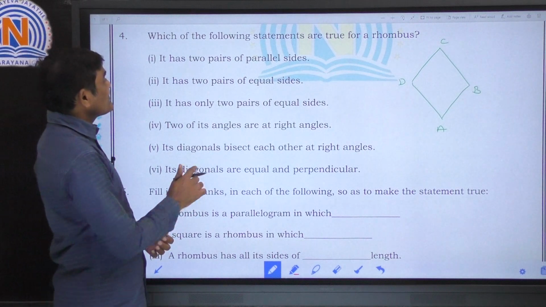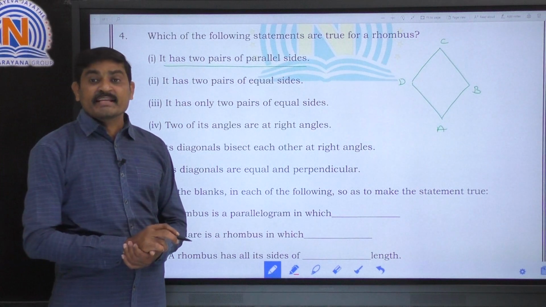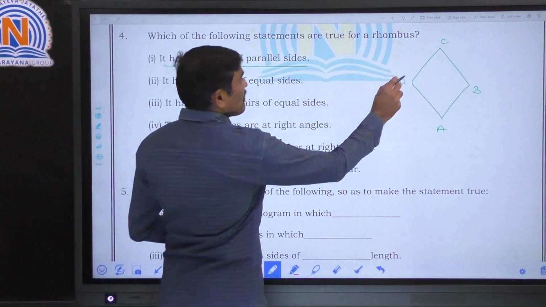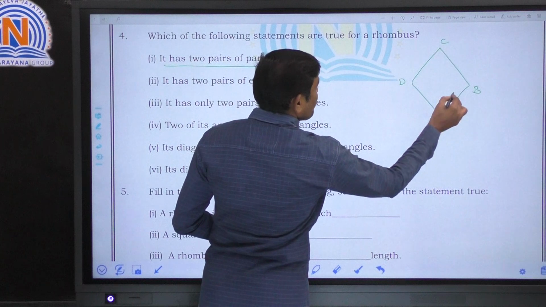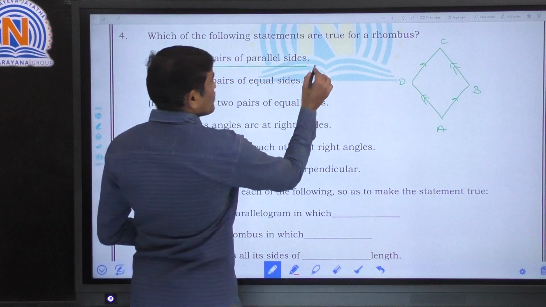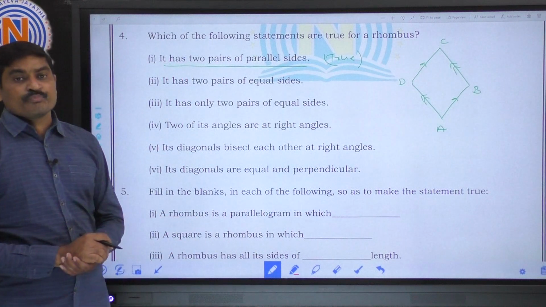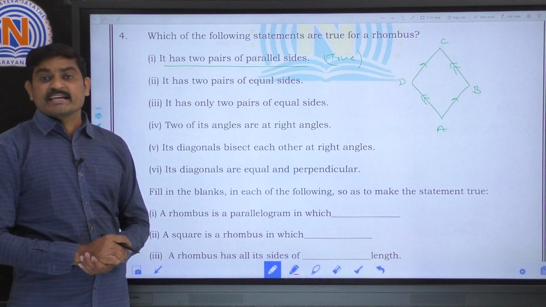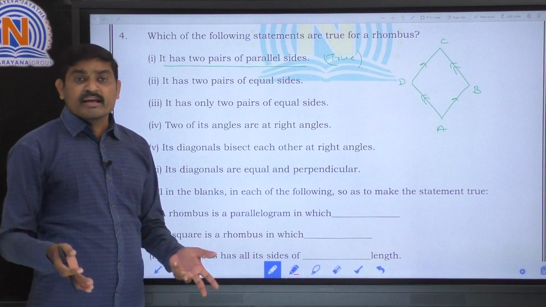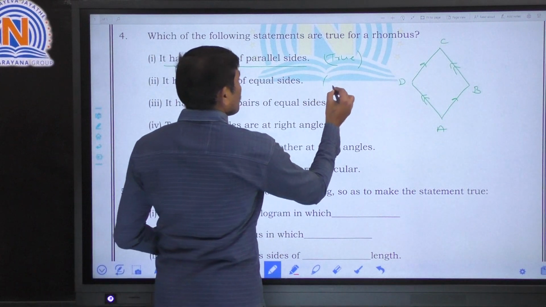First one: it has two pairs of parallel sides. We know that every rhombus is a parallelogram, so both pairs of opposite sides are parallel, which means AB is parallel to DC and AD is parallel to BC. So statement one is true. Next, it has two pairs of equal sides. Of course, in a rhombus all four sides are equal, so automatically two pairs of equal sides. So the second statement is also true.